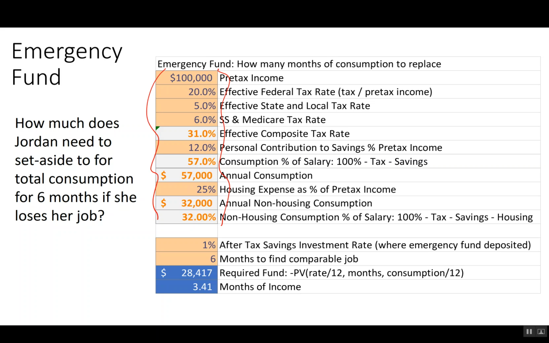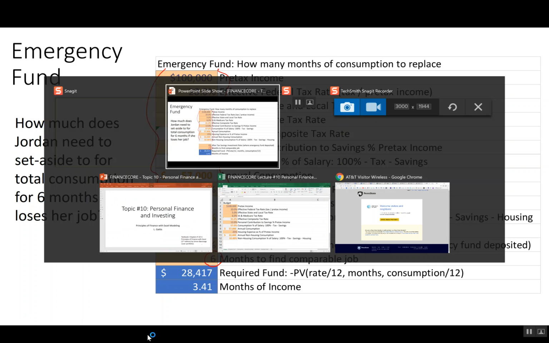And that may vary based on the position you have and how high up you are. So let's say that Jordan estimates she'll need 6 months to replace her job. So what we can do is calculate the present value of 6 months of consumption, and that should be set aside in an emergency fund. So let's go to our worksheet.